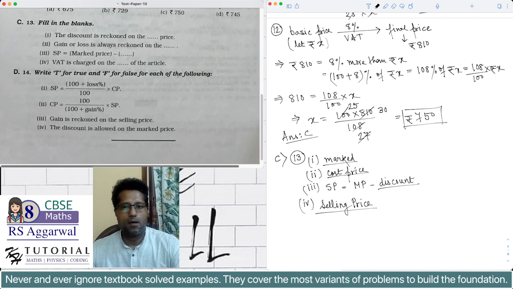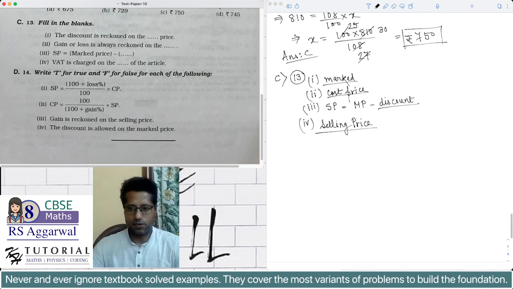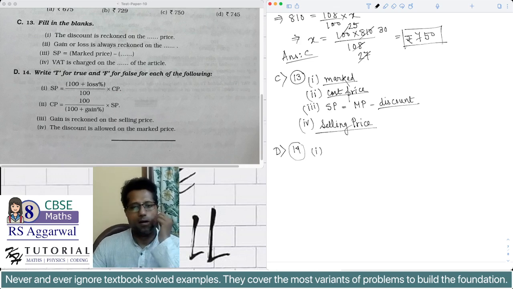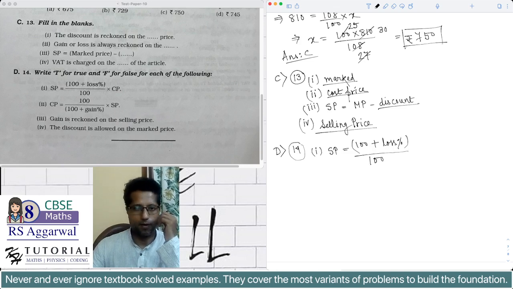Okay. Let's do section D. Question number 14, part 1. So these are true false statements. It is given that SP is equal to 100 plus loss percent divided by 100 multiplied by cost price.